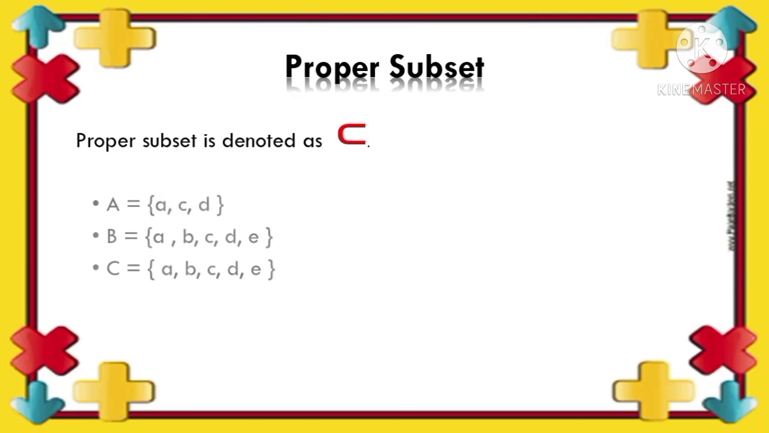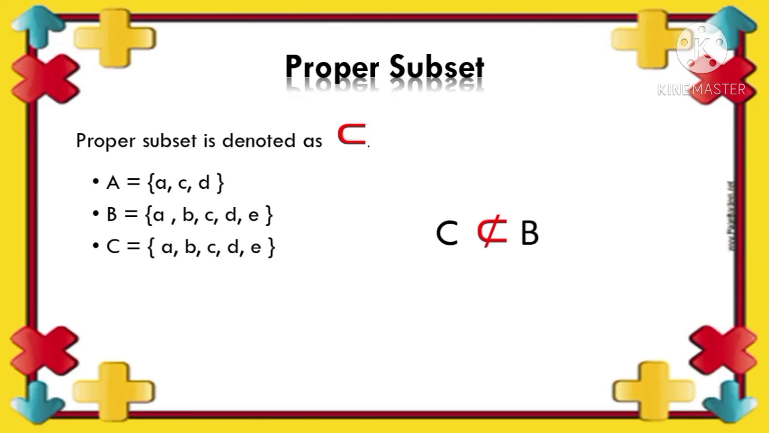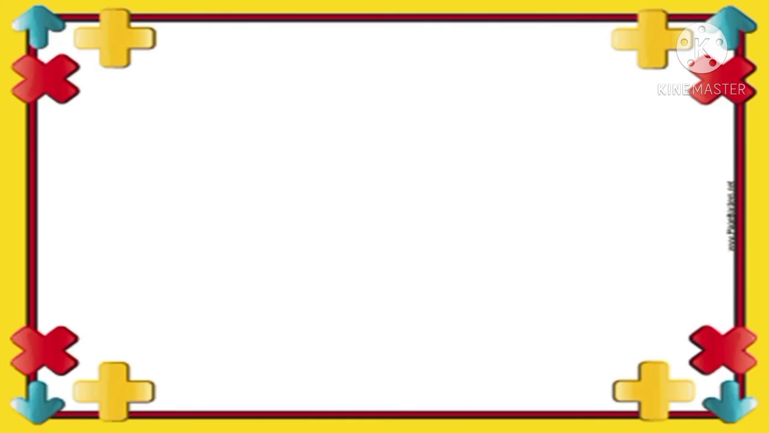So let's look at this example. We can say that C is not a proper subset of B because all of the elements in C can be found in the elements of B. Remember, before we say that a set is a proper subset of another set, there should be at least one element that we cannot find in the other set.